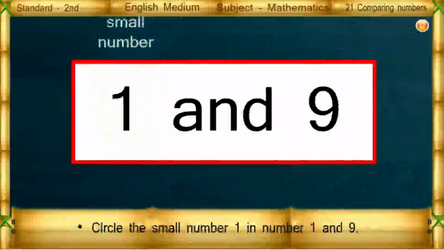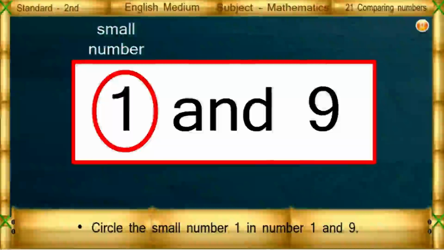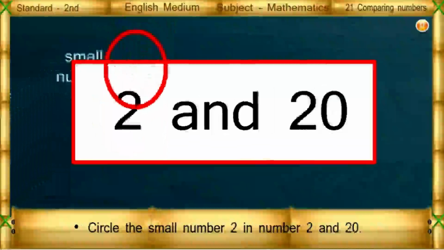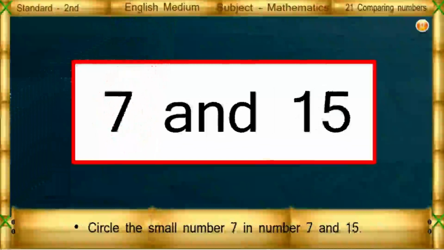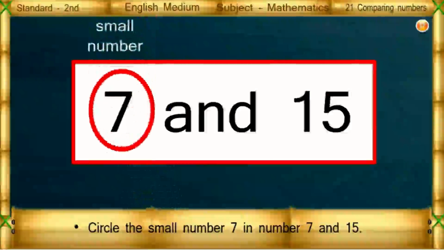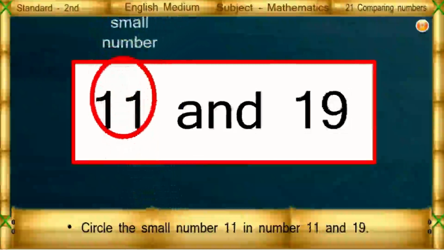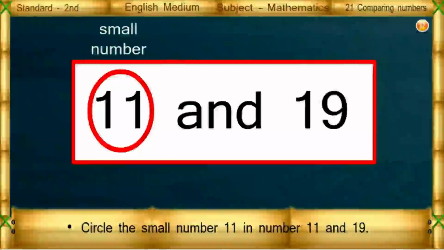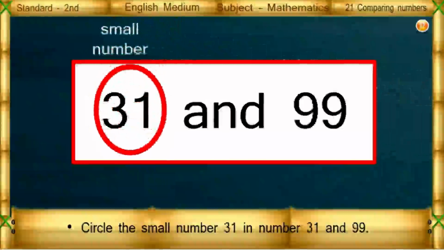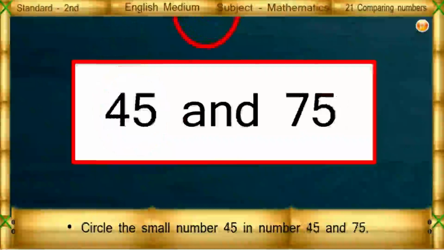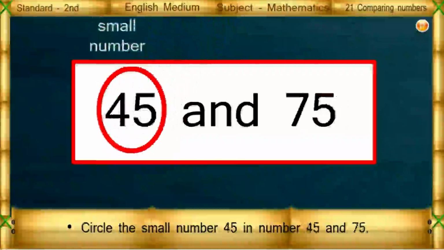Circle the smaller number 1 in 1 and 9. Circle the smaller number 2 in 2 and 20. Circle the smaller number 7 in 7 and 15. Circle the smaller number 11 in 11 and 19. Circle the smaller number 31 in 31 and 99. Circle the smaller number 45 in 45 and 75.